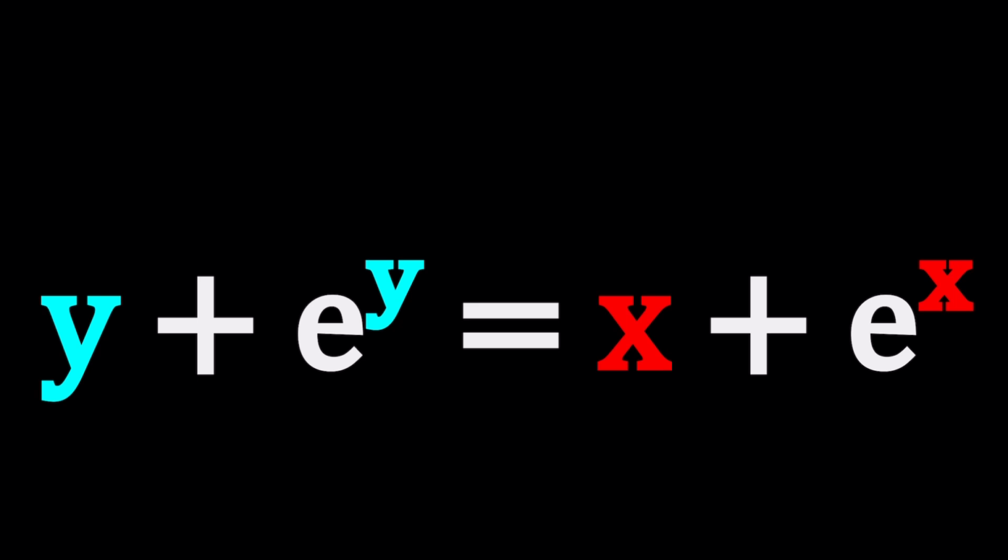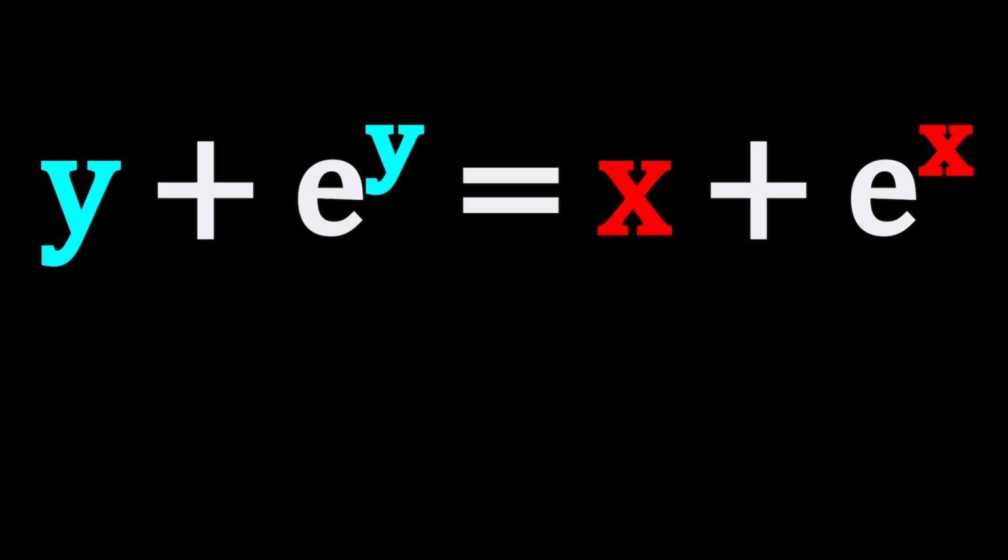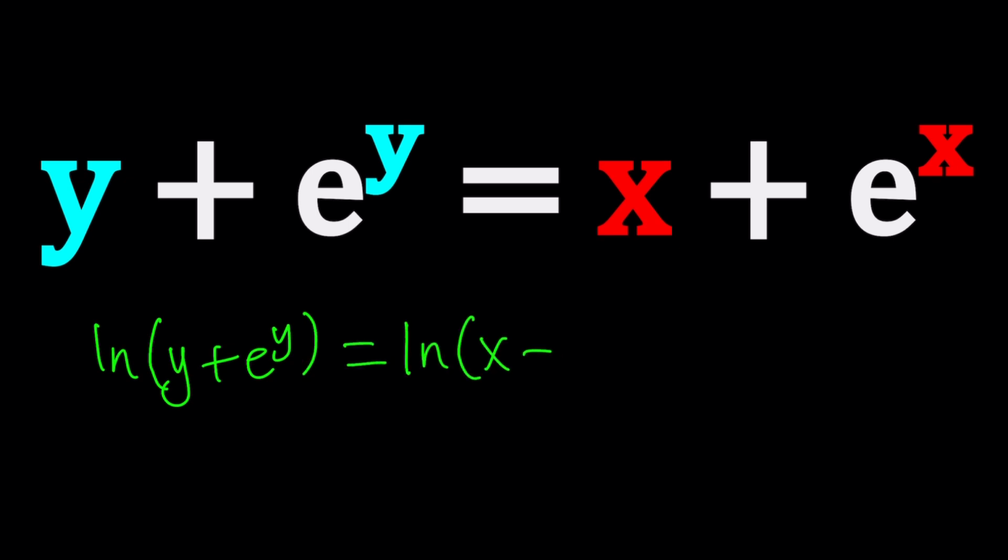But what kind of equation is this? Can we use Lambert's W function? Let's give it a try. So I'm going to start by natural logging both sides. So can I just write ln of y plus e to the y and ln of x plus e to the x, and are they going to be equal?